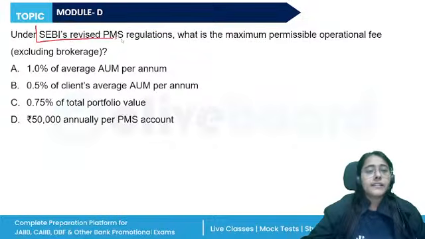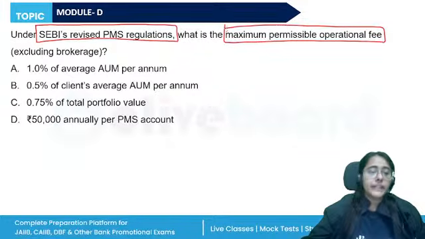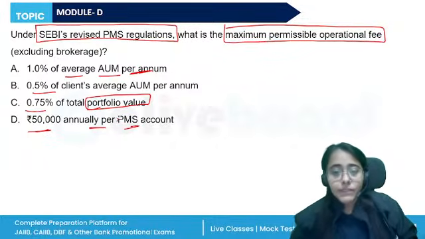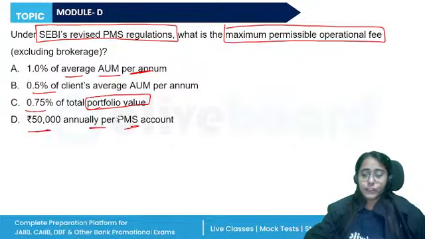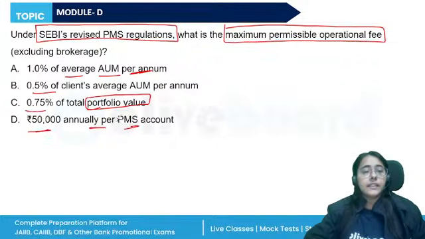Under SEBI's revised portfolio management services regulations, what is the maximum permissible operational fee? 1% of the average asset under management per annum, 0.5%, 0.75% of the total portfolio value, 50,000 rupees annually as per the PMS account. So SEBI in 2020 has given a new set of regulations. Accordingly, what should be the maximum permissible operational fee?